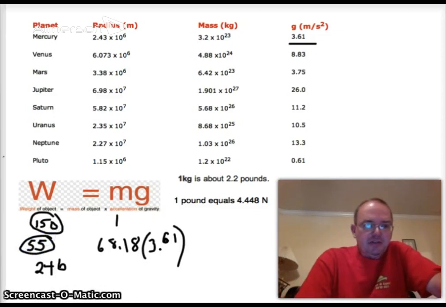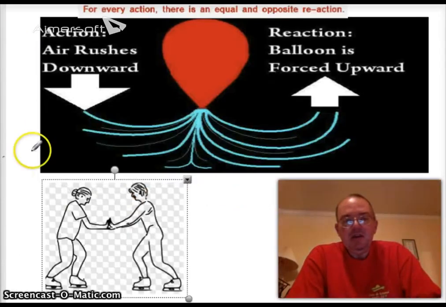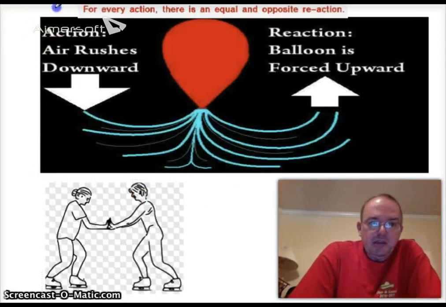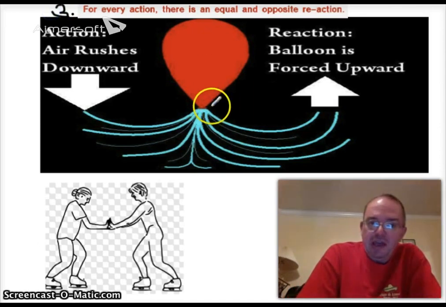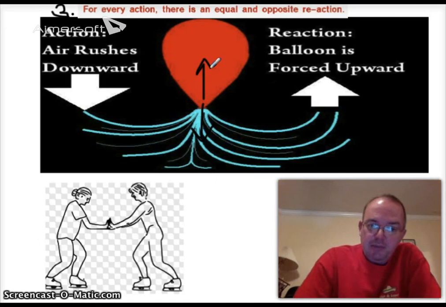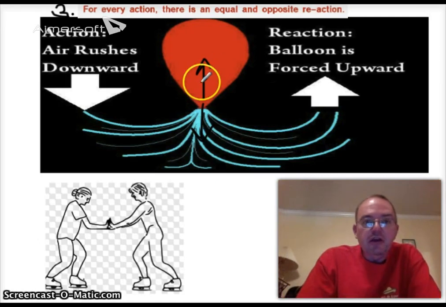Oh, let's see if there's anything else we have here. Yes, I believe we have the third law of motion. The third law of motion is for every action, there is an equal and opposite reaction. Here we have a balloon. We have the action which is air running out, and the reaction which is making the balloon go up. If you release that balloon, it's going to go off in a different direction.